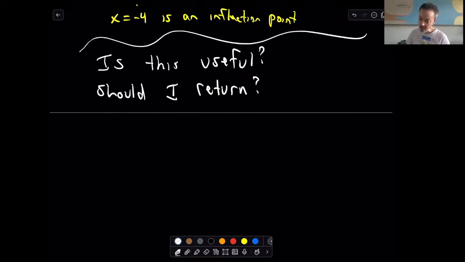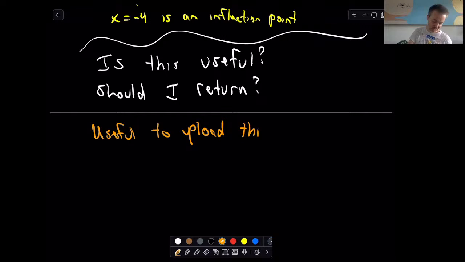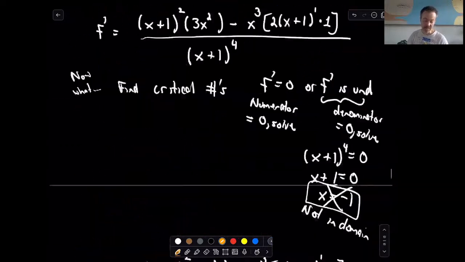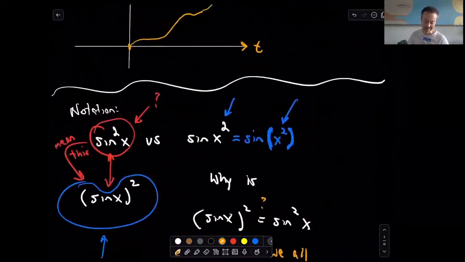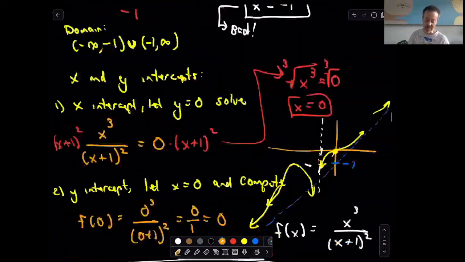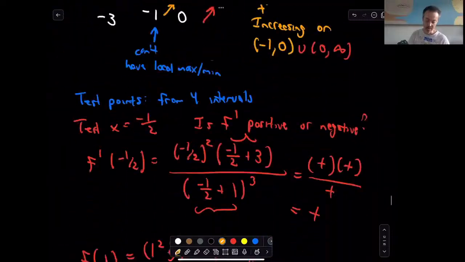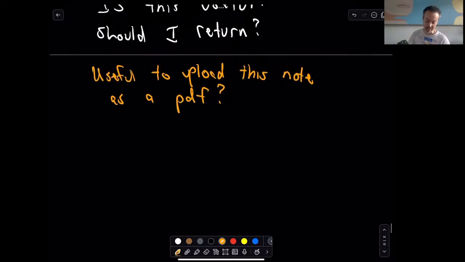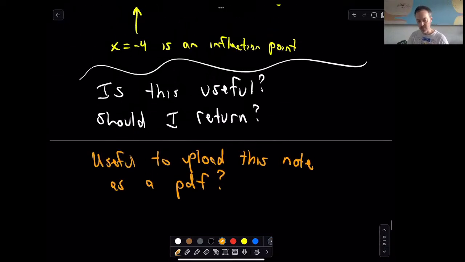All right, I guess the last question too is, is it useful to upload this note as a PDF? Would anyone use it? I can upload this somewhere. It may be too all over the place to be useful. It feels like a hodgepodge, so it probably isn't useful. But if it was useful, I can put this on Google Drive and upload it somewhere.